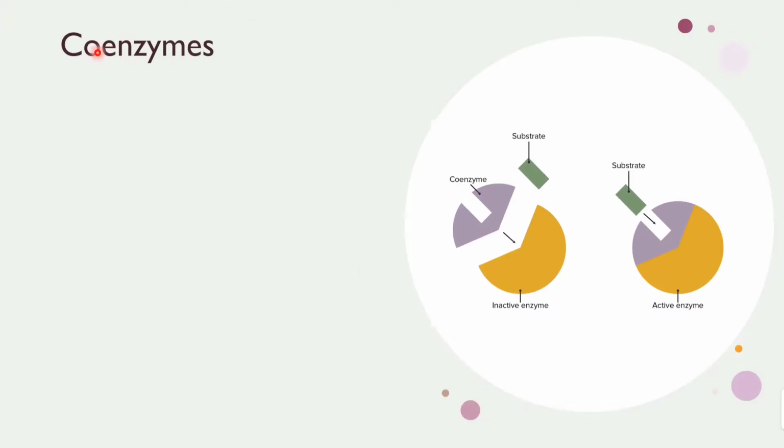Then we have to look at coenzymes before we go into the process of glycolysis. An important fact is that coenzymes are not enzymes at all. Coenzymes are molecules that some enzymes require in order to function. This diagram at the side shows one example of this.